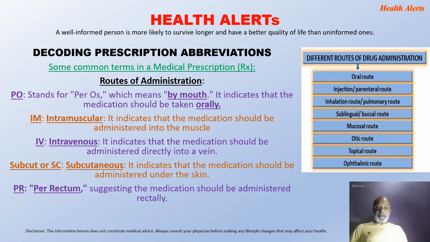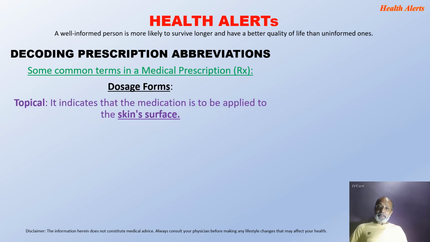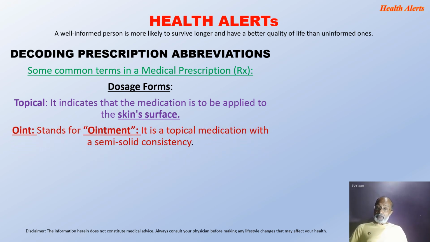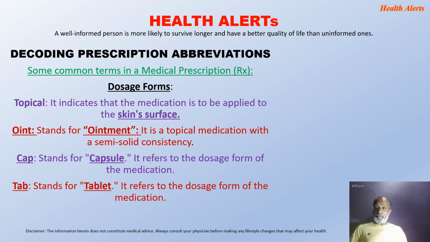PR stands for per rectum, suggesting the medication should be administered rectally. And VAG stands for vaginally. That means the medication has to be inserted vaginally. Now, the dosage forms. Topical indicates that the medication is to be applied on the skin surface. OINT stands for ointment. It's a topical medication with a semi-solid consistency. CAP, as we all know already, stands for capsule. It refers to the dosage form of the medication in capsule form. TAB stands for tablet. It refers to the dosage form of the medication. IN, if it is mentioned, that means it is to be used intranasally.